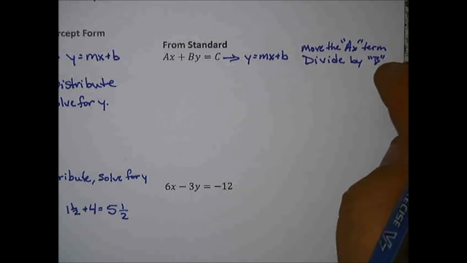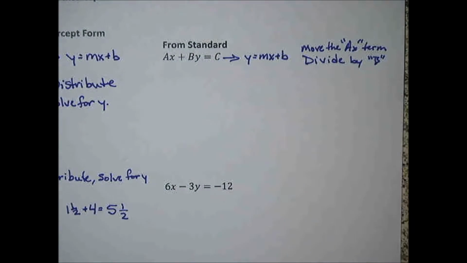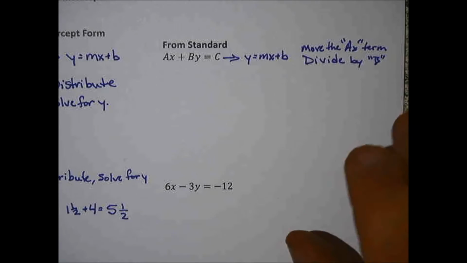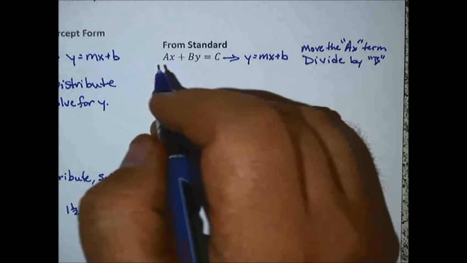Now that's a different b from this b right here. One's capital, one's lowercase. That means different things. We only have 26 letters in the alphabet, so we have to kind of reuse letters from time to time. But let's look at an example here.